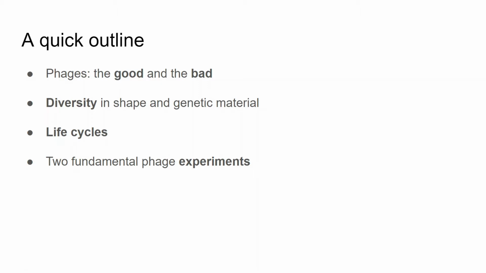Before I go further through my talk, I'll give a quick outline. I'm first going to give an example of how phages can be good for us humans, and another example of how they can be very bad. I'll then briefly go through phage diversity in terms of shape and genetic material. I'll explain the two different phage life cycles and then two fundamental experiments from which you can learn basic aspects of phage biology.